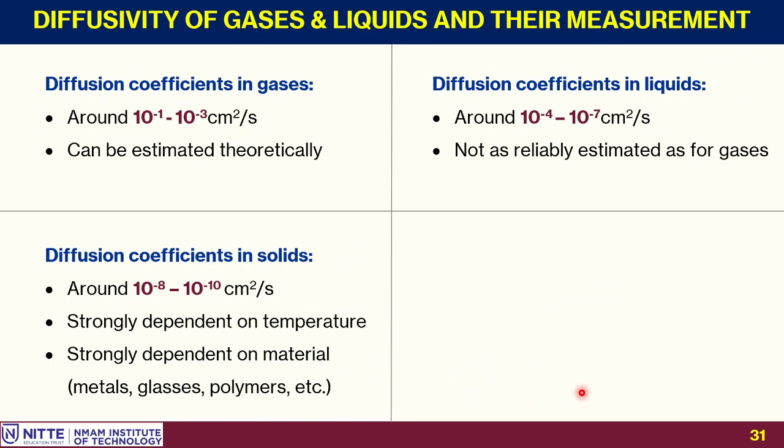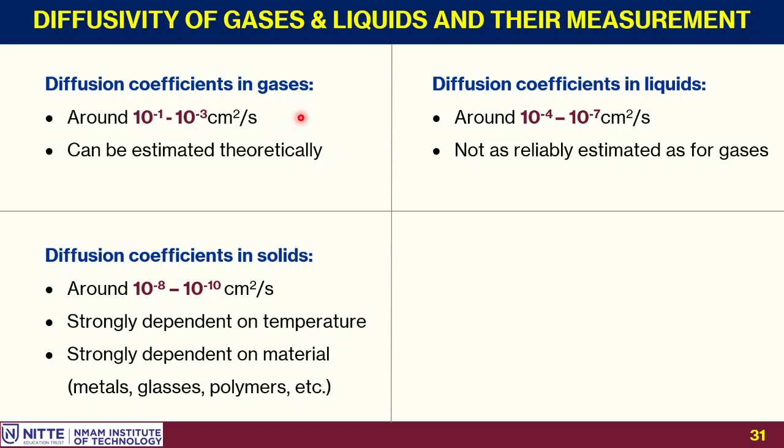Now, let us look into the diffusivity DAB for gas, for liquid, for solids, which was mentioned to you earlier, in the previous section also. The diffusion coefficient of gases is around 10 power minus 1 to 10 power minus 3 centimeter square per second. That is a higher value compared to liquids and solids. Solids have the lowest diffusivity coefficient, and in all cases they are strongly dependent on the temperature and the material also.